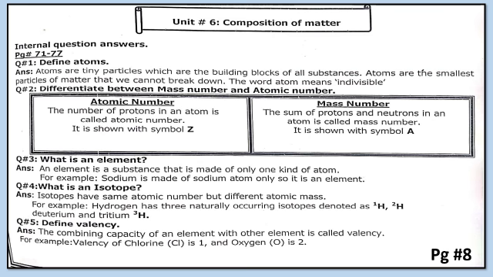Next, the question number 5 is define valency. The combining capacity of an element with other elements is called valency. Means the combining capacity of any element that combines with another element and attaches it with itself, we call that capacity its valency. For example, the valency of chlorine, Cl is the short form, its symbol is 1, and the oxygen O is 2.